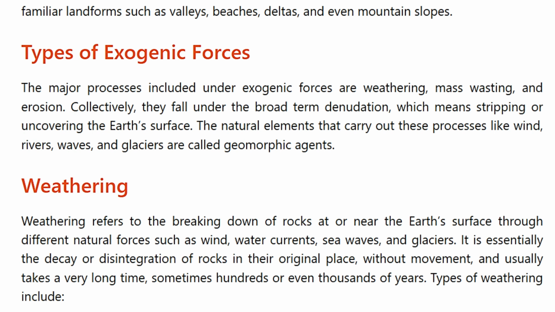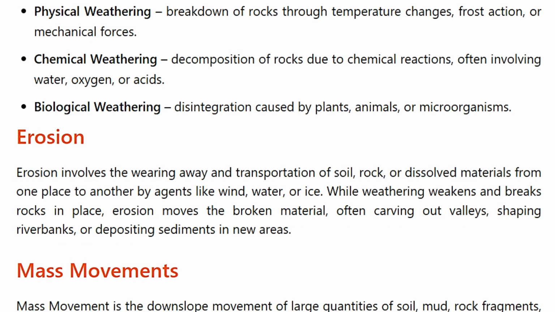Types of weathering include physical weathering, the breakdown of rocks through temperature changes, frost action or mechanical forces. Chemical weathering, the decomposition of rocks due to chemical reactions, often involving water, oxygen or acids. Biological weathering, disintegration caused by plants, animals or microorganisms.